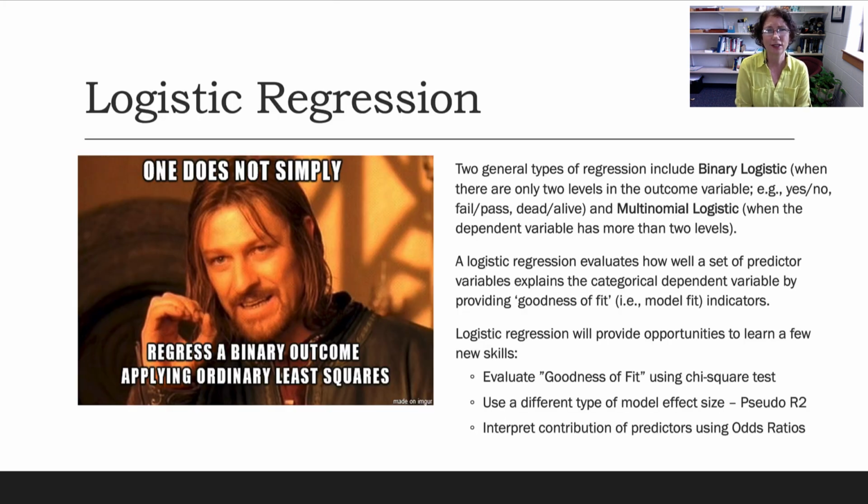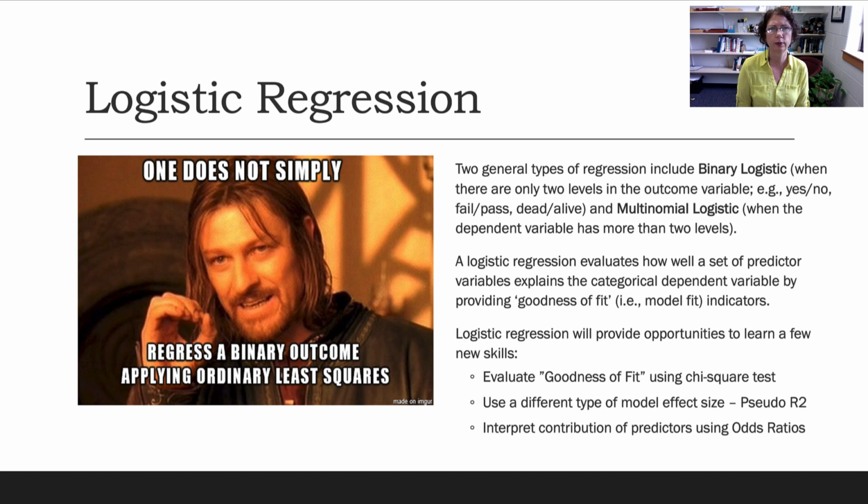So what is logistic regression? Well, it's used when the outcome variable is categorical. And there are two types of regression: binary logistic, when the outcome only has two levels. That would be like, should we hire or not? Or is this someone who recovers from surgery or not? Those types of yes or no outcomes. And multinomial logistic, which is when the dependent variable has more than two levels.